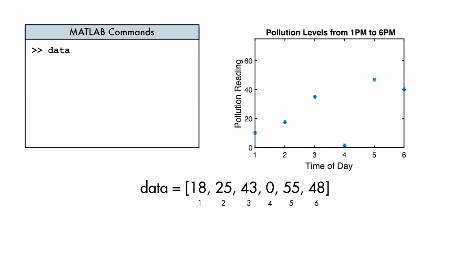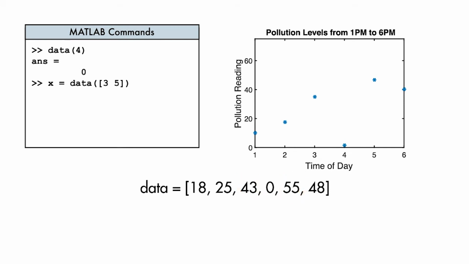We access a specific element by typing the variable name and enclosing the desired index inside parentheses. Let's approximate the value of the 4th reading with the average of neighboring elements, which have indices 3 and 5. Rather than access each element one at a time, how can we access both indices at once? This command returns the 3rd and 5th elements of our data.